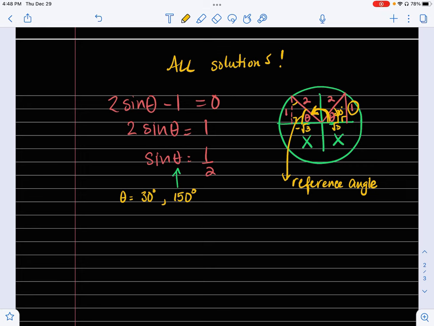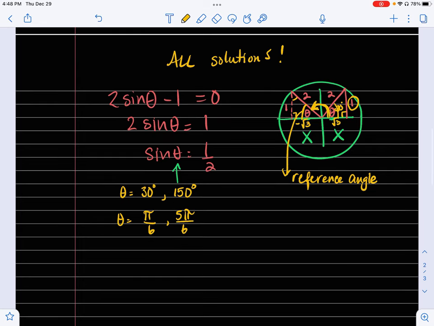But what we did figure out so far is that in one revolution, there are two possible theta values where sine is equal to half. Let me go ahead and convert this to radians. That would be pi over 6, and this would be 5 pi over 6. Again, are these two the only solutions? No.